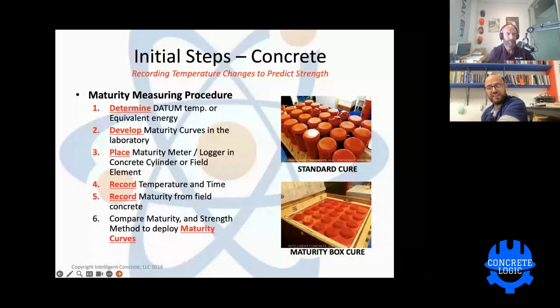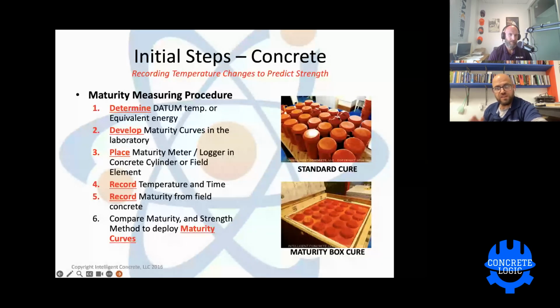Yes. That is not going to be a consistent match to what is going on in the slab. And you're losing that thermal mass, and what that thermal mass is going to do to the thermokinetics of cement hydration.